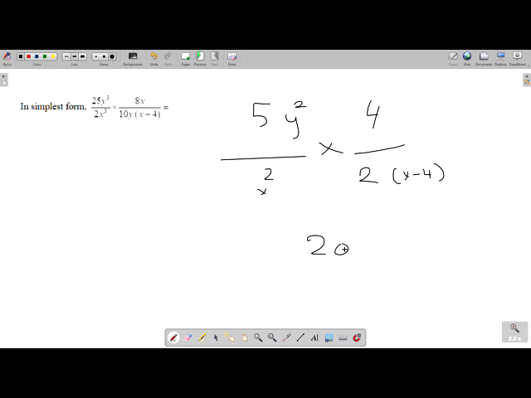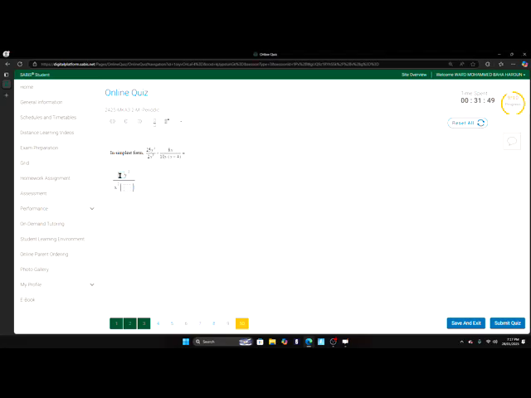If you add this, 20y squared over 2x squared, x minus 4, and you can divide by 2, so the last thing is going to be equal to 10y squared over 2x squared, x minus 4. So 10y squared over 2x squared, x minus 4. Let's see if we got all correct.